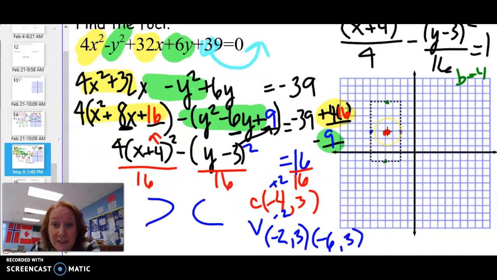So my center was at negative 4, 3. Then my vertices went 2 each way because the square root of 4 is 2, and that came first, so I know it's going to go like this. And then y, so this is going to be like a wide hyperbola, but it's still going to go out the x way because the x came first. So here's my little box. Do you agree with my box?